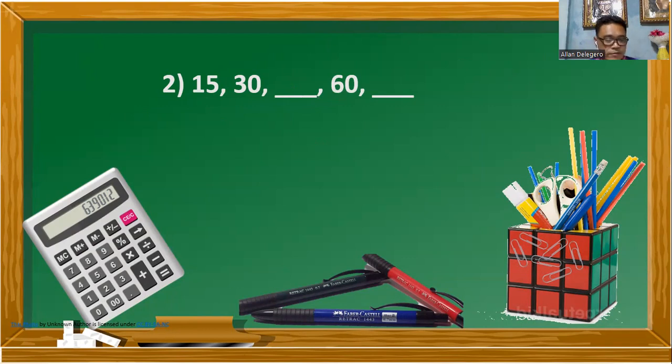Okay, let's check their answer. To find the missing terms in the pattern above, you need to find the difference of the two consecutive terms. So 30 minus 15 is 15.